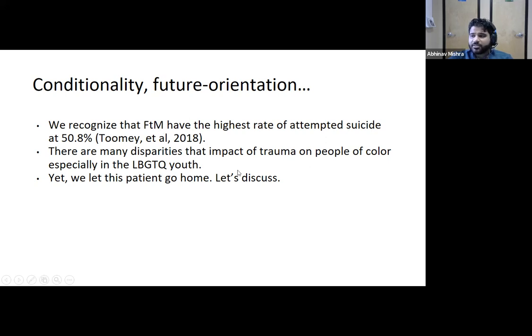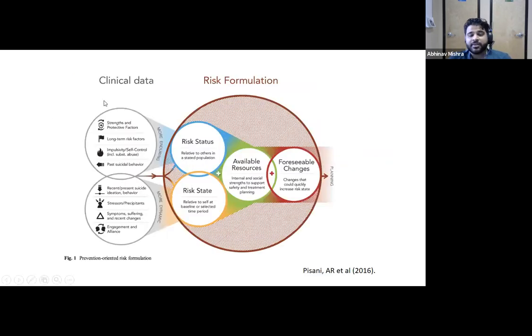There are many disparities that impact the trauma on people of color, especially in the LGBTQ youth. And we really wanted to respect that and say, okay, we recognize where he's coming from. But we actually let this patient go home. And the reason for that is I want to come back to our clinical data and risk formulation strategy here.